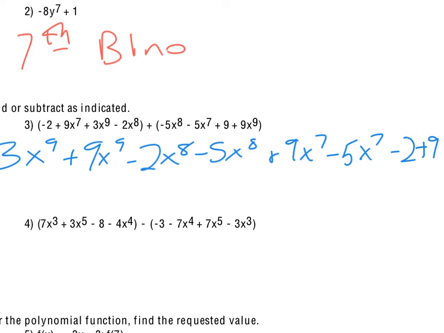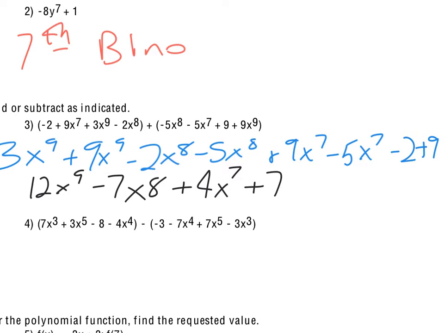And there we go. So starting with my highest degrees, combining those together, 3x to the 9th and 9x to the 9th, that's a total of 12x to the 9th. My x to the 8ths are both negative, so minus 7x to the 8th. My x to the 7th, I have a 9 minus a 5, so that's a plus 4x to the 7th. And then a minus 2 and a plus 9, so that would be a plus 7.